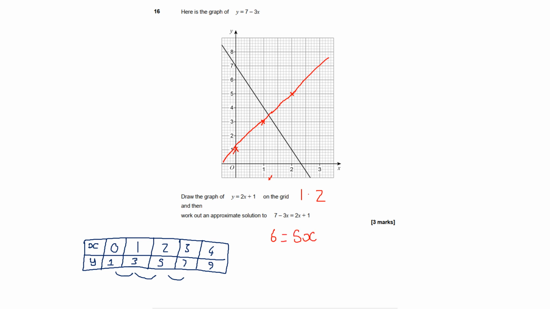Again, we've got videos where you can comment if you don't know how to rearrange an equation. I'll take you through it. That means x equals 6 over 5. 6 over 5 is the same as 12 divided by 10. And 12 divided by 10 is 1.2.